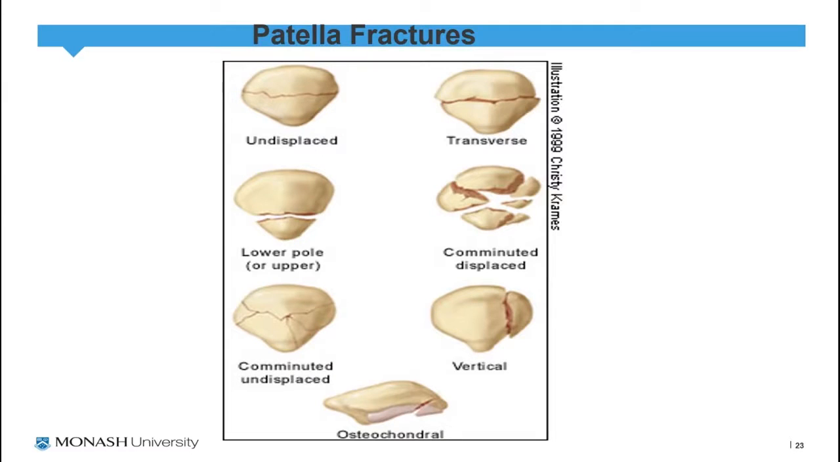On this slide, I have diagrams with patellar fractures. The top two, on the left, there's an undisplaced transverse fracture, and on the right there's a displaced transverse fracture. The image in the middle on the left is a fracture of the lower pole, and then at the bottom we have a comminuted undisplaced fracture. On the right, second from the top, we have a comminuted displaced fracture, and then there could also be vertical fractures, and then at the corner you could have an osteochondral fracture.